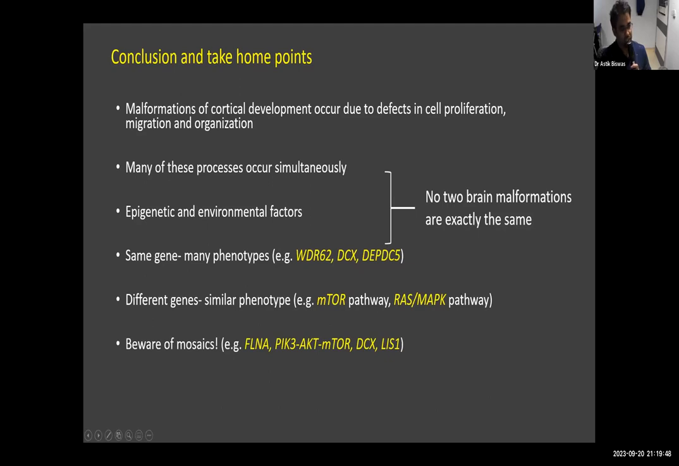And finally, beware of mosaics. When the mutation is germline, it can be more straightforward to get the diagnosis, but sometimes there can be somatic mutations, and these are some of the genes where you can have somatic mutations. So in these cases, your genetic testing from blood can be normal, but you may need to have some other form of test, such as, for example, a brain biopsy that can help in picking up these somatic mutations.